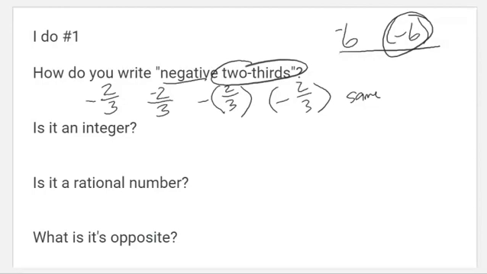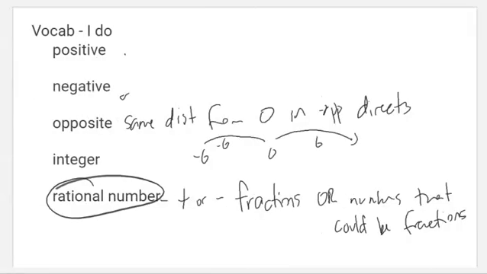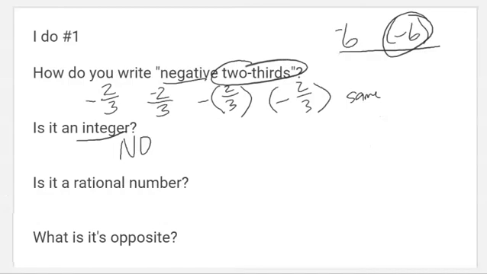So negative 2/3, is it an integer? Well, integers are positive or negative whole numbers. Negative 2/3 is not a whole number, so no, negative 2/3 is not an integer. Is it a rational number? So let's go back to that definition. A rational number is a positive or negative fraction or a number that could be a fraction. Looking here, negative 2/3 is a negative fraction. So yes, it's a rational number.